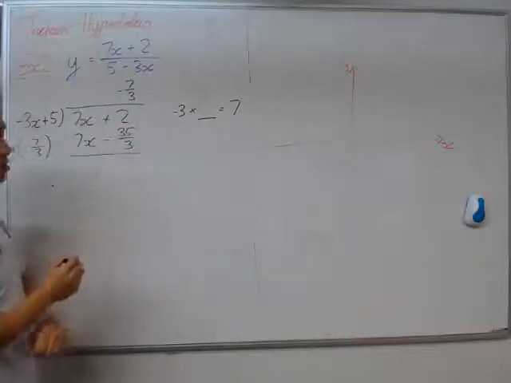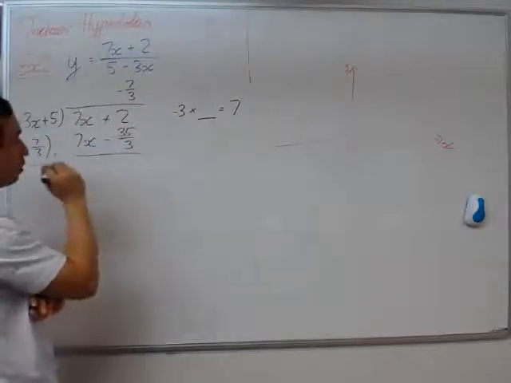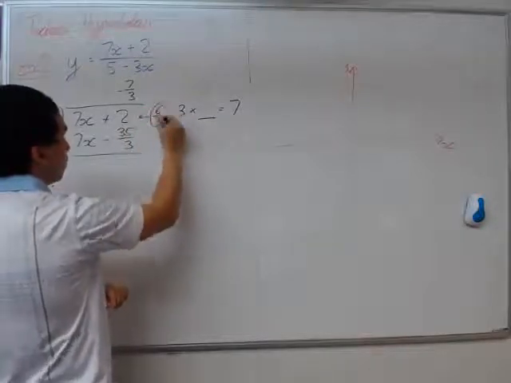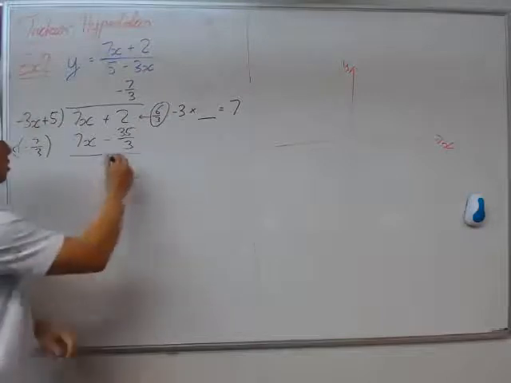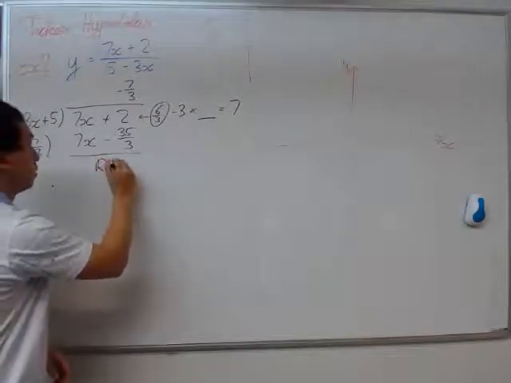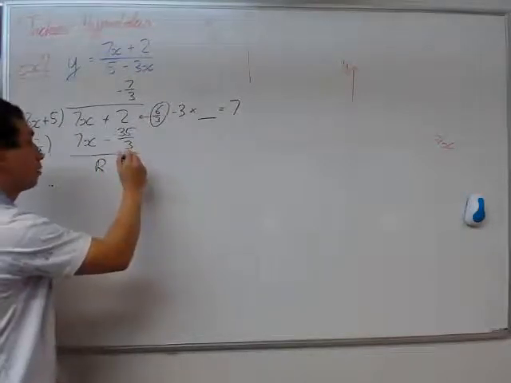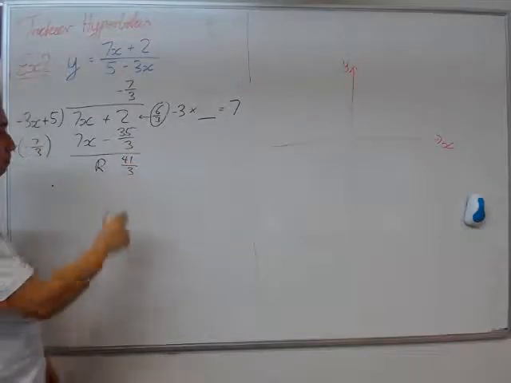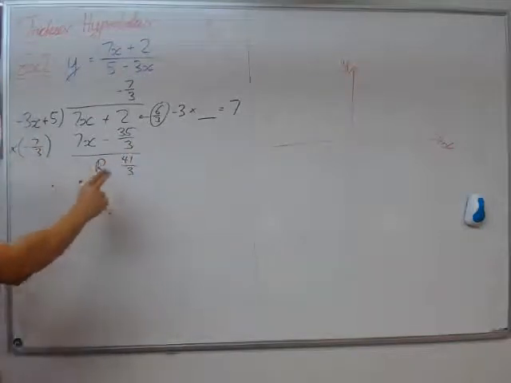2 minus negative 35 on 3. So this one over here is 6 on 3. So this means our remainder will be 41 on 3. Okay, so that's our remainder.